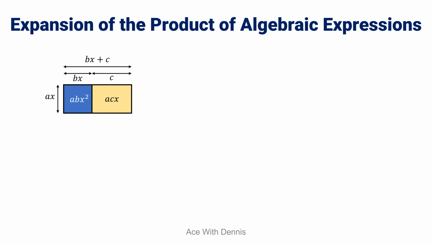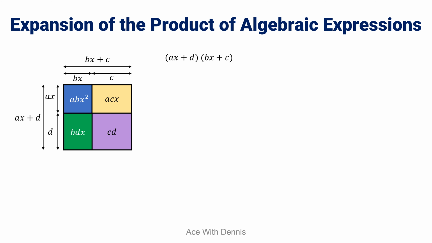Now let's modify this diagram again by adding two more rectangles at the bottom. So this length will be d, and hence this length will be ax plus d. So the area of this rectangle will be bdx, and the area of this rectangle will be cd. Hence, to find the total area for this whole diagram, it will be ax plus d times bx plus c.